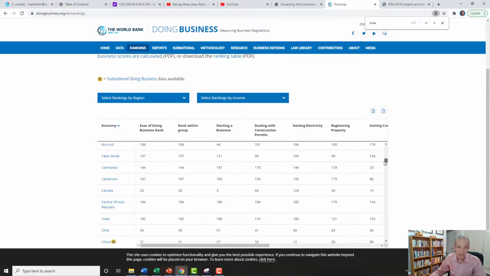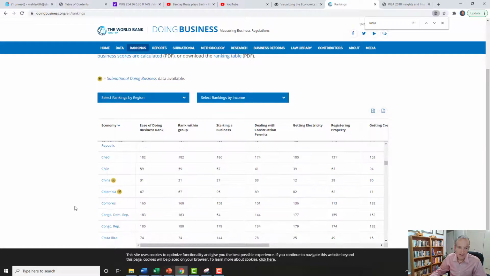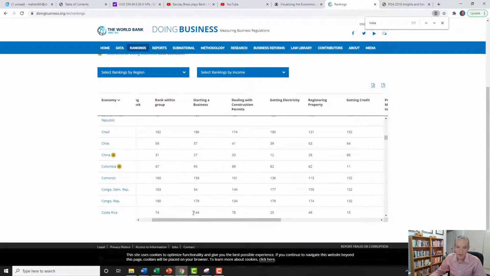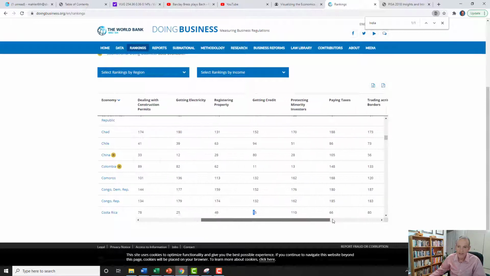I do a lot in Costa Rica, and I can tell you Costa Rica is a terrible place to do business. They're ranked 74th. Starting a business absolutely is a problem in Costa Rica. We started a restaurant there, and the regulatory requirements to start a new business are absolutely insane. It's just crazy. Getting credit, I'm surprised that ranks as high as it did.